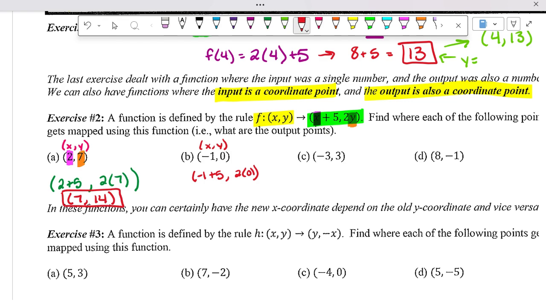All right, someone raise your hand, tell me what they got for their new point. Someone who has not talked yet. So you got 4, what? Not 2, because what's 0 times anything? 0. So it's 4, 0. So -1 plus 5 is 4. 2 times 0 is 0. So this is my new point.